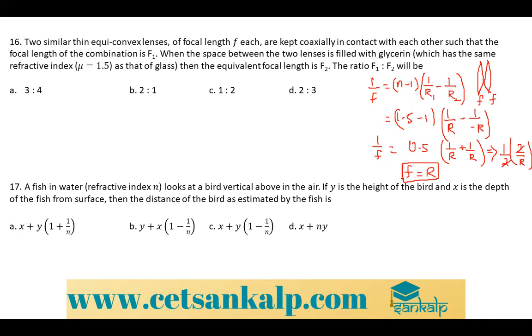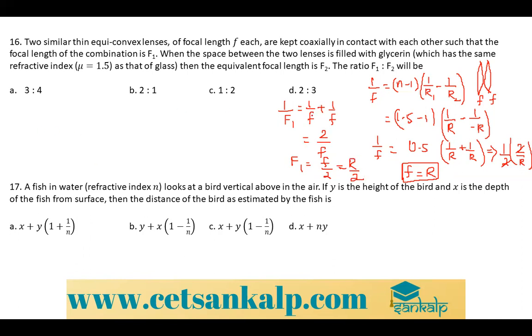So two similar equiconvex lenses of focal length f each are held in contact with each other, and you have the formula 1 by f1 is equal to 1 by f plus 1 by f, which is 2 by f. So f1 is equal to f by 2, or r by 2.